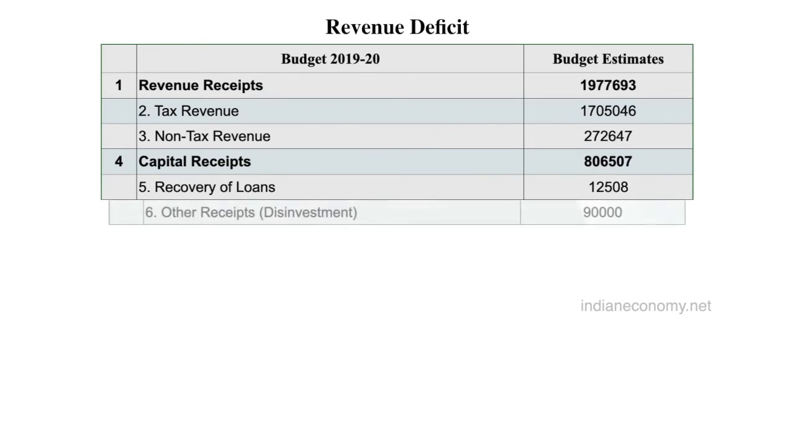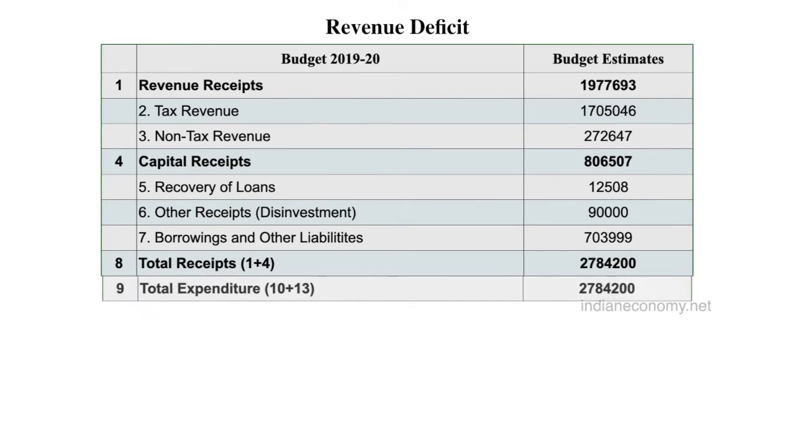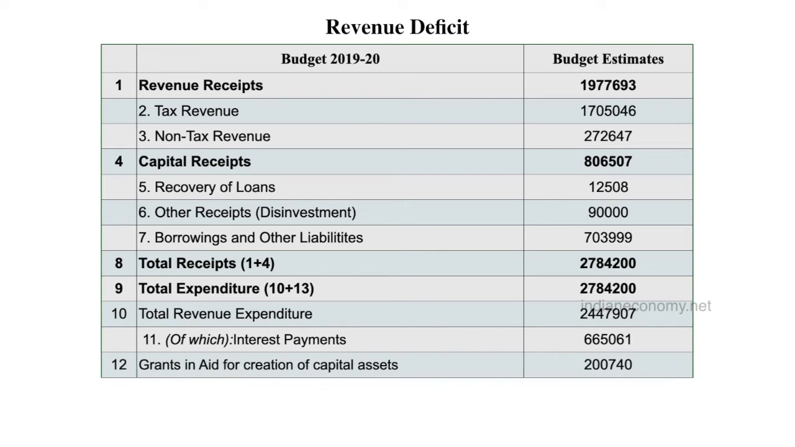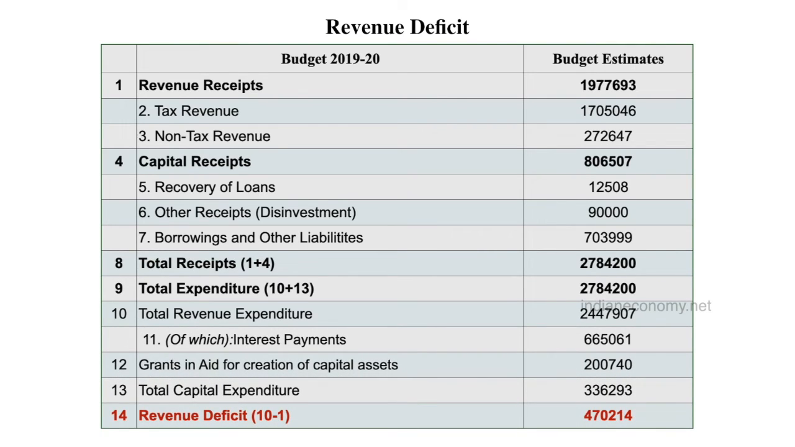Now we are coming to item number 14, one of the most important indicators of the government's fiscal health, that is revenue deficit. We are skipping item number 12 for the time being. We will explain it later. Item number 12 is grants in aid for the creation of capital asset. So far in this budget at a glance statement, we have seen entries from item number 1 to item number 11. Now we are coming to item number 14, that is revenue deficit.